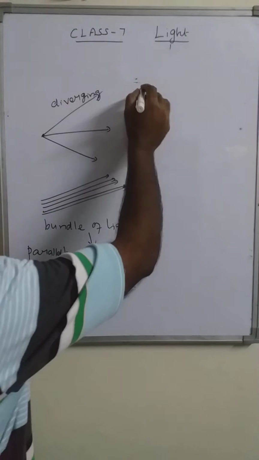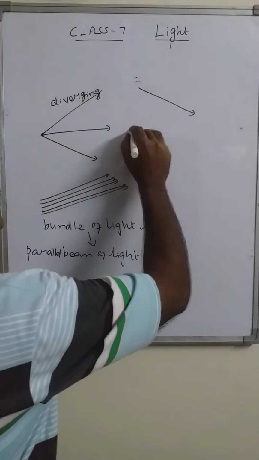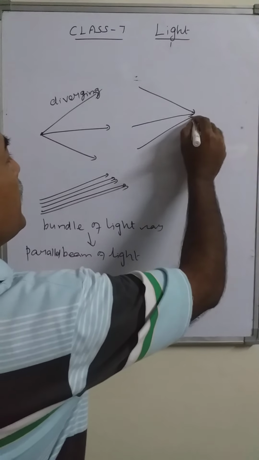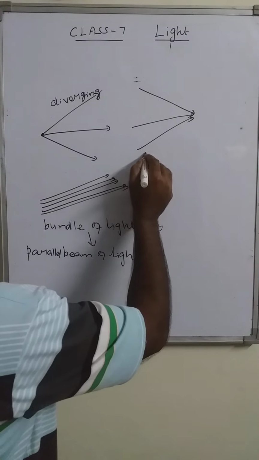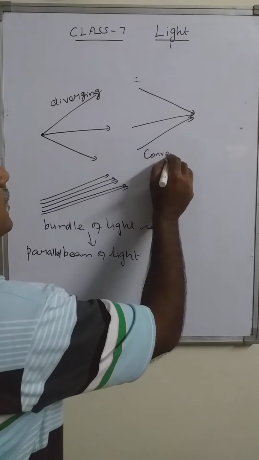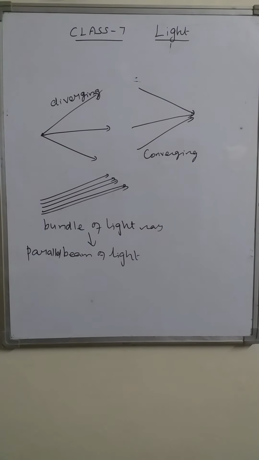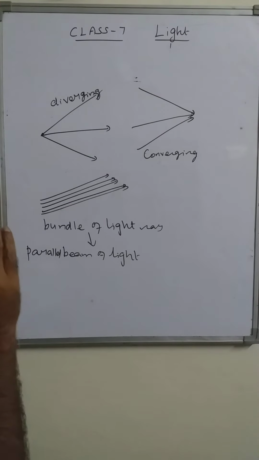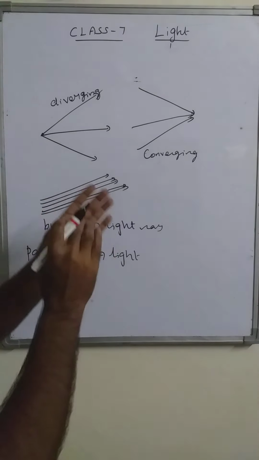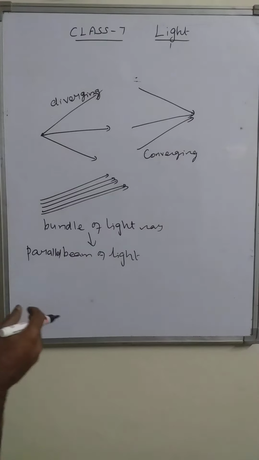If from different directions all the light rays come and meet at a single point, that we call a converging beam of light. So we have three types of beam of light: parallel beam, diverging beam, and converging beam. Why should we discuss this beam of light?